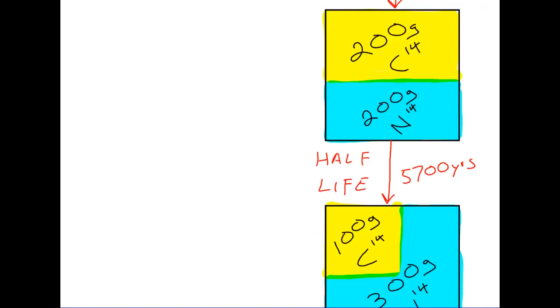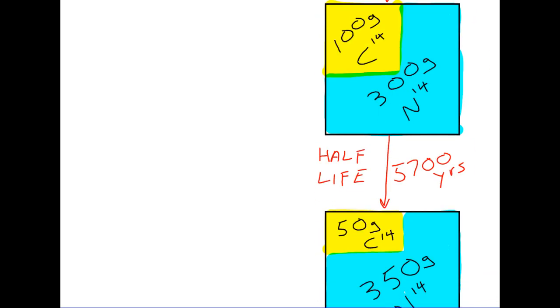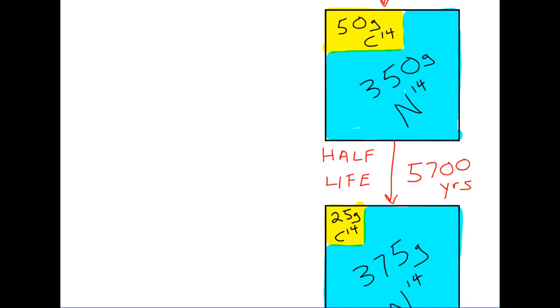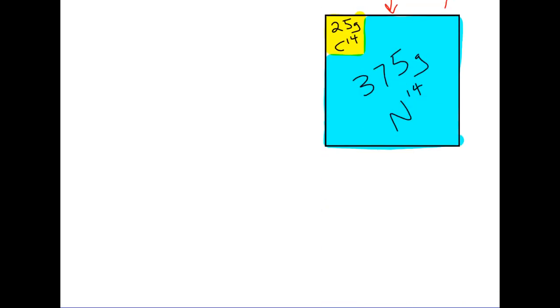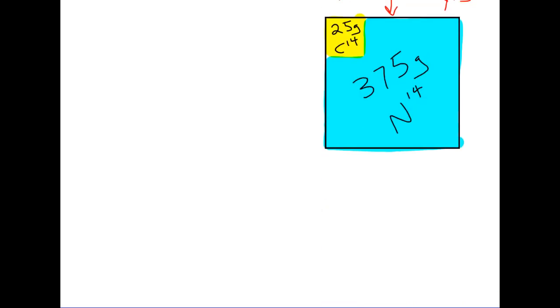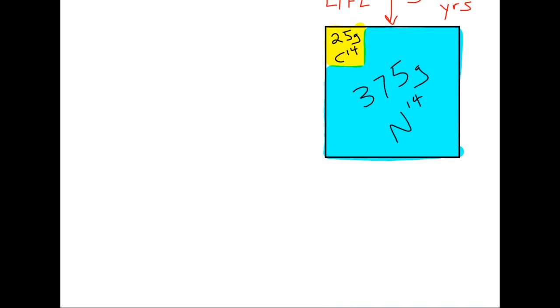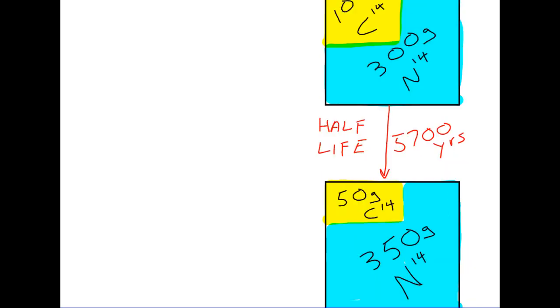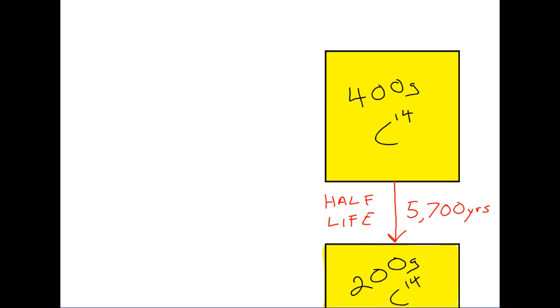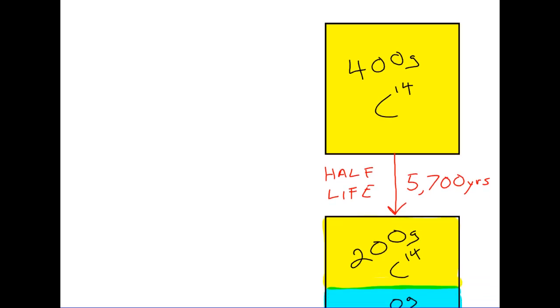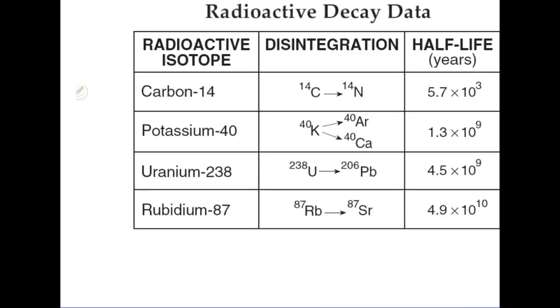Here the half-life is 5,700 years. Here the half-life is 5,700 years. And it keeps going. We could, if our paper was long enough, just continue this process again and again. The half-life of carbon-14 is always 5,700 years. The others have different half-lives.